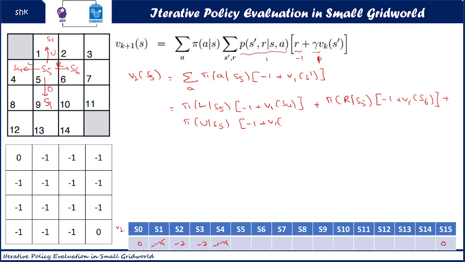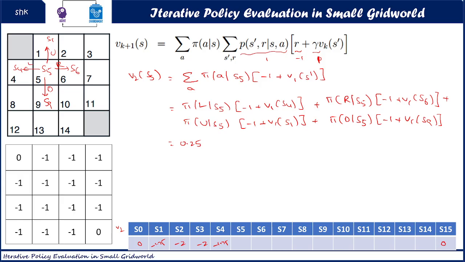So what is the next state? It is going to have the transition. When you take up action, the next state is equivalent to S1, plus pi of down action from S5 state, minus 1 is the reward, V1 of. So when we are in S5 state, if you take down action, we are taking S9 state, which is equivalent to the probability of all the actions being 0.25.